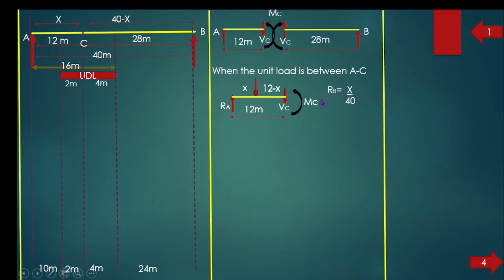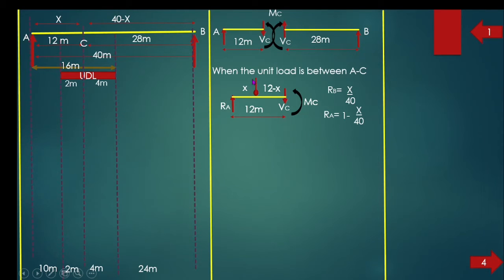So basically, to get reaction A, because we have this unit load and we have this reaction B, it will be very simple. Reaction A will be equal to 1 less x all over 40. So this is our reaction at point A.